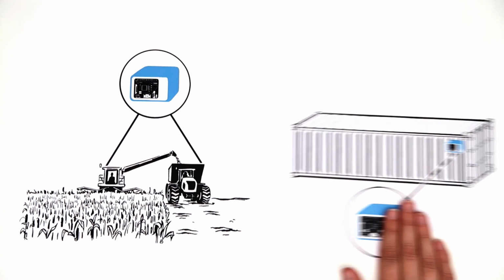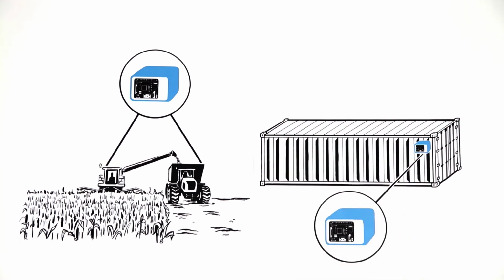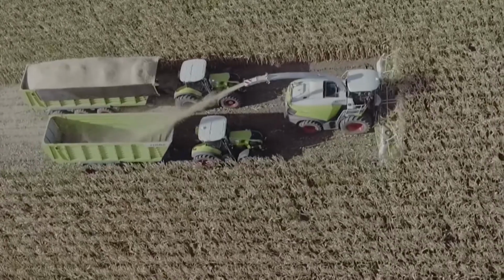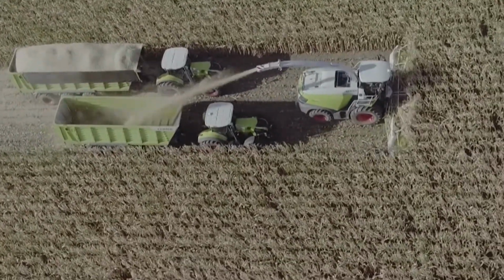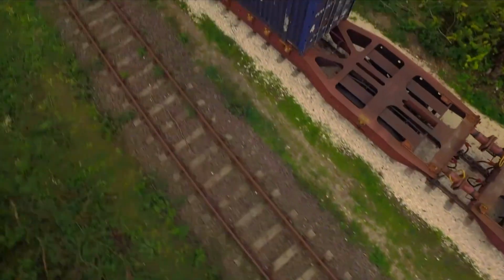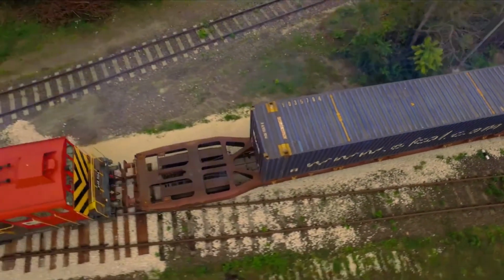The decentralized planning and controlling approaches combined with smart objects and smart finance offer great chances. Resources can be used more efficiently and supply chains become more reliable and flexible by addressing problems right where they arise.